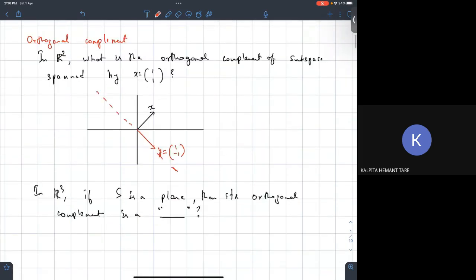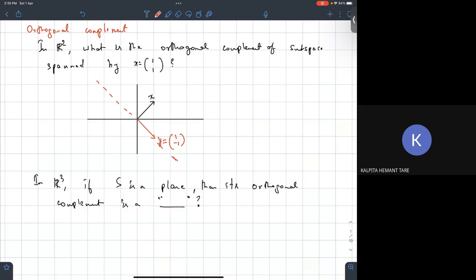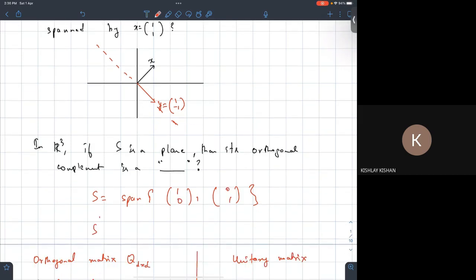Now let's look at R3. If S is the span of two vectors, my favorite vectors, give me two orthogonal vectors. Span of (1, 0, 0) and (0, 1, 0). What is the orthogonal complement? The complement is (0, 0, 1), the span of that.